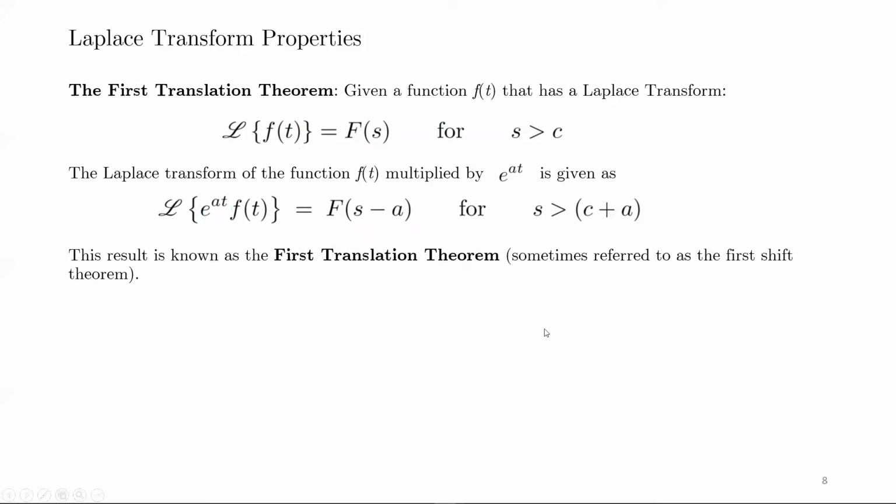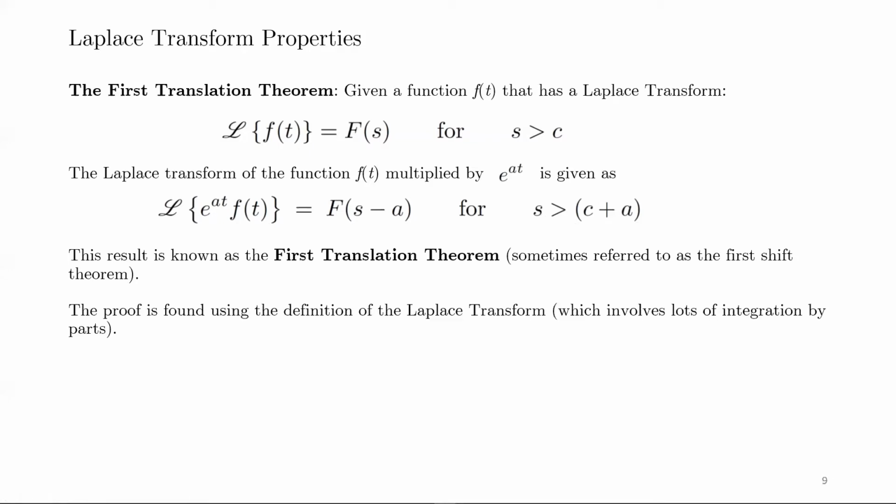Okay, and this is known as the first translation theorem, sometimes referred to as the first shift theorem, but I'll try to stick to the first translation theorem. And maybe the word first gives away that there's going to be a second translation theorem later in the course. The proof of this first translation theorem is found using the definition of the Laplace transform, which involves lots of integration by parts. So you can look in the textbook if you're interested in that, but I'm not going to go through it in class because it's quite a lot of work.